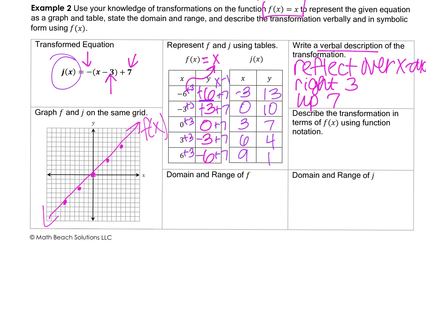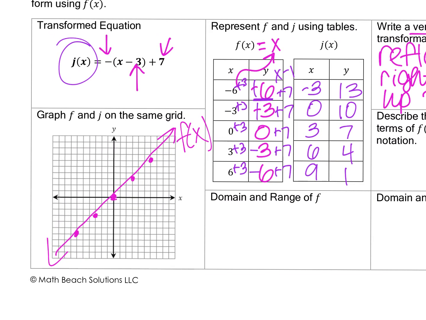Okay, so now let's plot those points and see what our j will look like on the graph. Negative 3, 13 clearly goes off the graph. We're not going to be able to plot that one. 0, 10. Okay, so there is 10 there, so that's up there. And then 3, 7. 6, 4. And 9, 1. So this is our j of x.